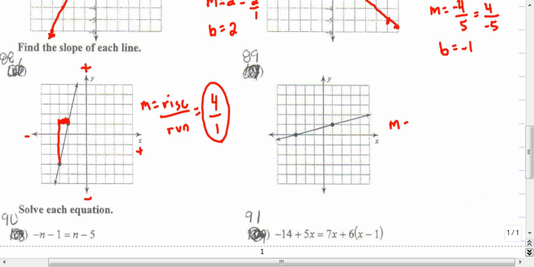Okay, once again, slope is rise over run. So my rise is 1. It's going up, so it's a positive 1. My run is 1, 2, 3, 4 to the right. So it's a positive 4. So this one is 1 over 4.